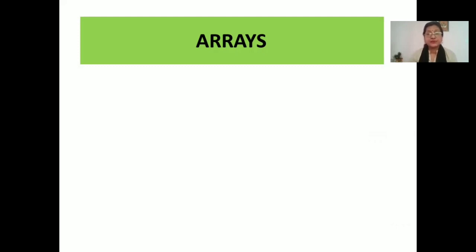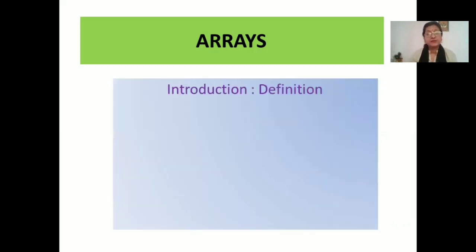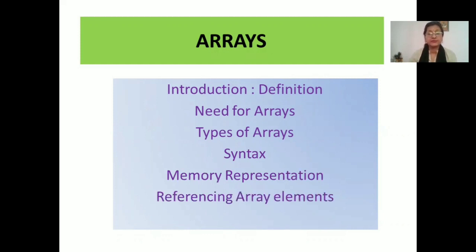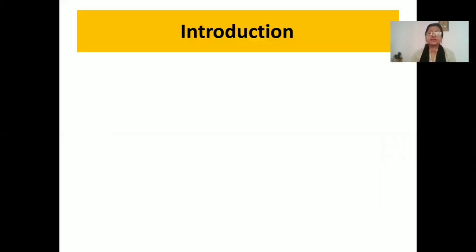The points of discussion for today are: introduction, that is, the definition of arrays; need for arrays, that is, why we use arrays in a Java program; types of arrays; its syntax, means how it is declared; memory representation, how an array is stored in the memory of the computer; referencing array elements, means how we can access any particular value within an array; and array initialization, means how we can store some initial default values in the arrays. Let's first see the introduction part.